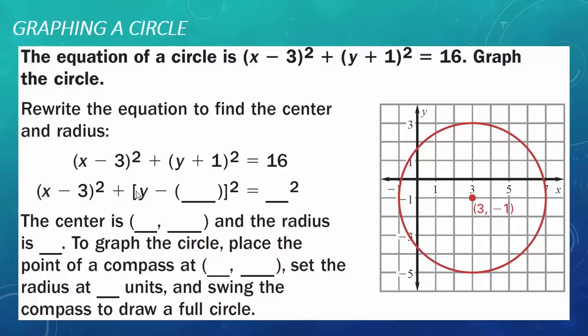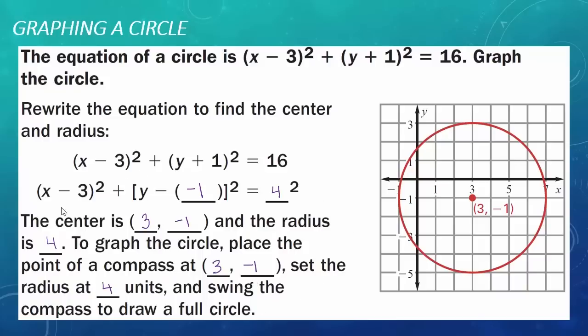Here we have x minus 3 plus, since this is a positive, it's the same thing as saying y minus a negative 1 squared, and that is equal to 4 squared. So our center is at 3 and negative 1, and the radius is 4. To graph the circle, place the compass at point 3 and negative 1, set the radius at 4 units, and swing the compass to draw a circle.